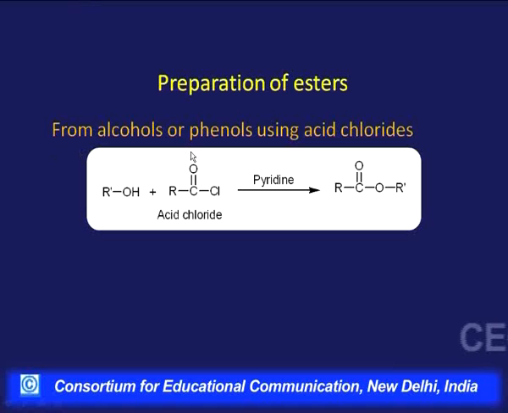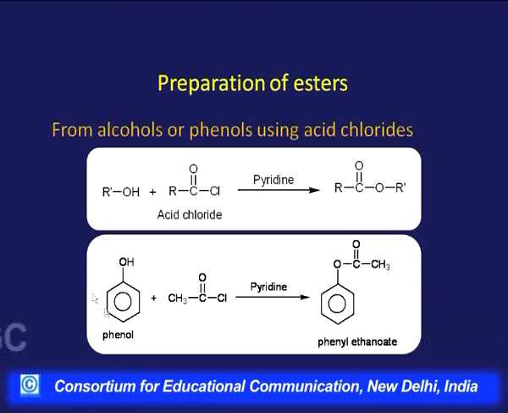Then alcohols and phenols can also react with acid chlorides to form esters. That reaction occurs again in presence of a base like pyridine or any other tertiary amine, because it requires the loss of a molecule of HCl. So, an alcohol or phenol may react with acid chloride, we get esters. This is a phenol and we are getting phenyl ethanoate.